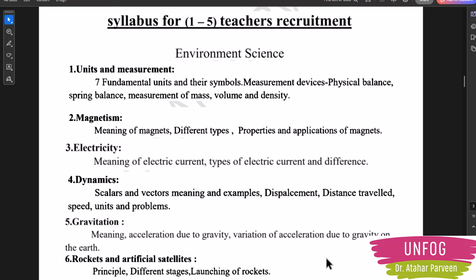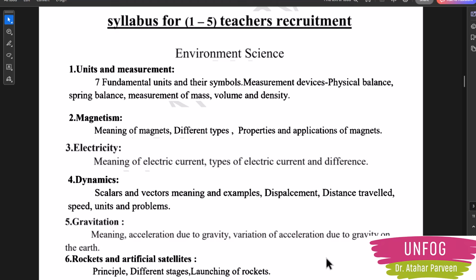Under the EVS section we have first the physics related topics. Like we have units and measurements, like there are 7 fundamental units, what are the symbols, how do you measure. And then we have magnetism, like what are the different types of magnets, what is the meaning of a magnet, what are the properties, how do you use it. Then we have electricity, what is the meaning of electric current, different types, what are the differences. Then we have dynamics. Dynamics means motion related topics like linear motion, circular motion.